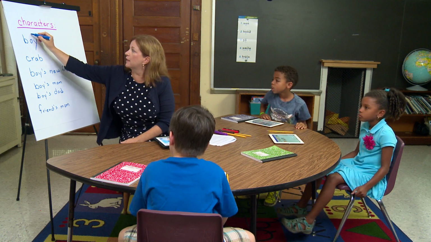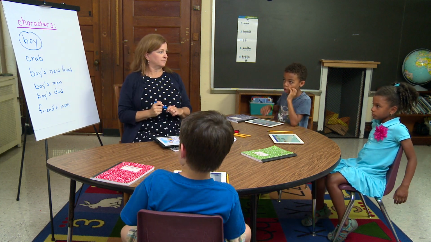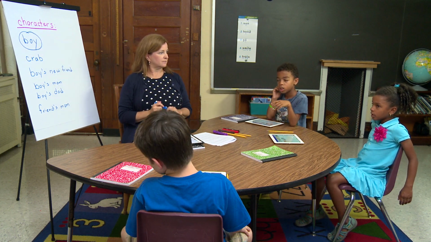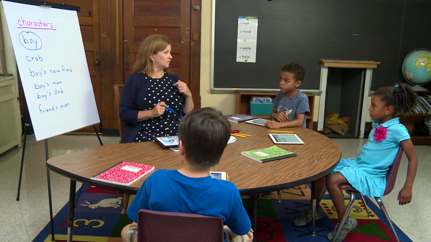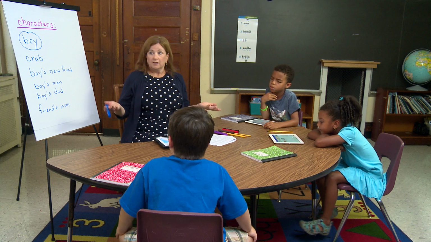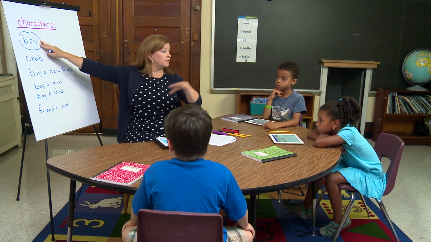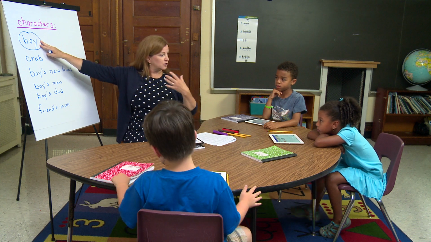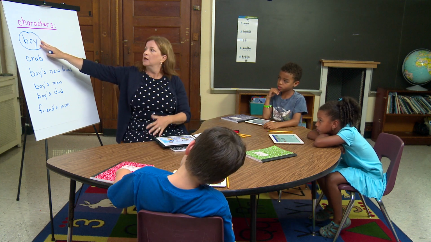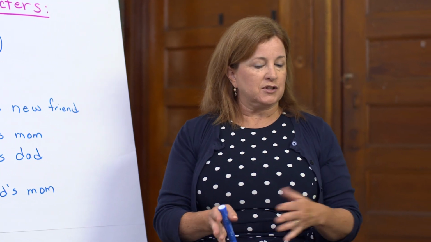And we know this is our main character. How do we know this is the main character? Because he's in every page. And who's telling the story? Him. Anytime somebody's telling the story, they're usually the main character. If they're in the story and they're telling the story using words like I and me, they're usually the main character.